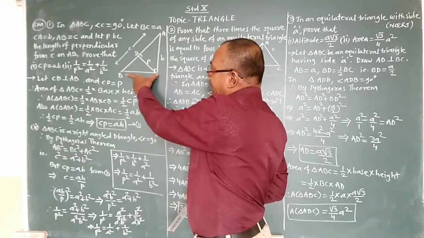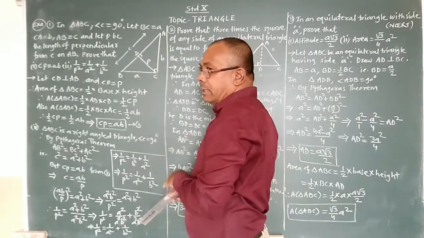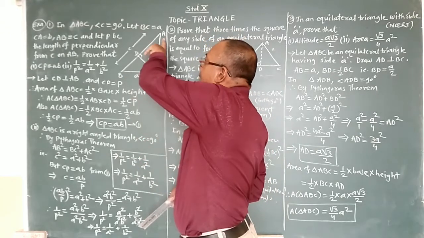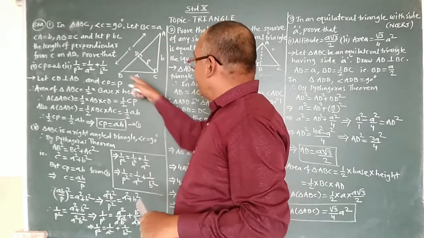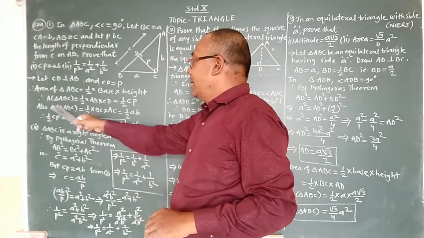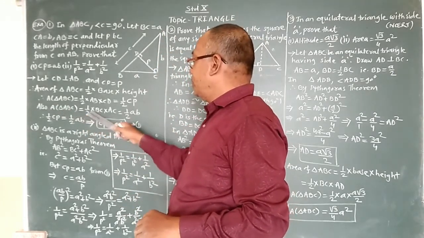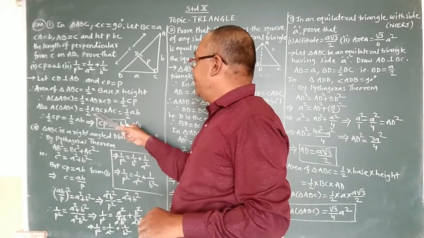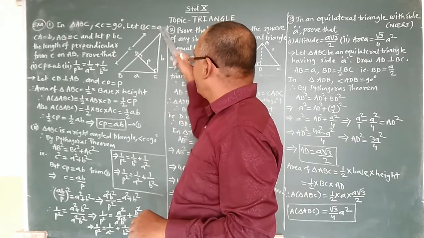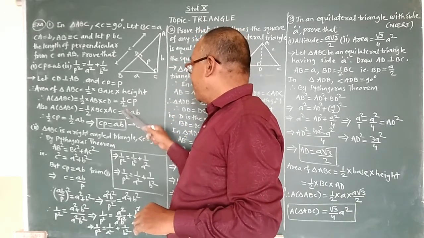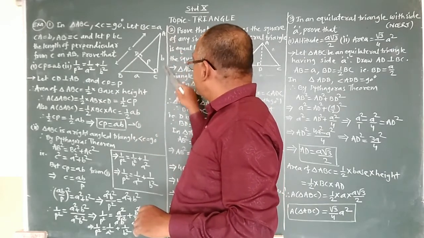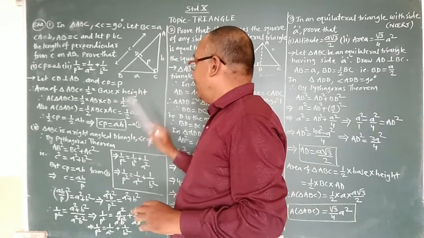Now by another method we can find the area of triangle ABC. Here the right angle is there and the two sides making the right angle, out of which one side is base and the other is height. So BC is the base and AC is the height. So area of triangle ABC is equal to 1/2 BC into AC, that is 1/2 ab, as BC is a and AC is b.